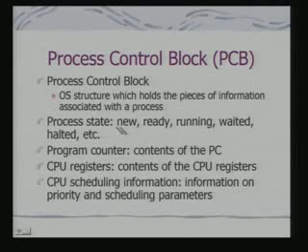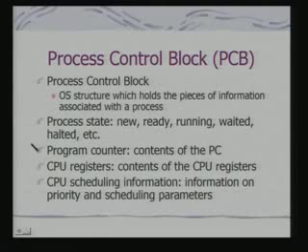In fact, all this information about the processes is stored in what is called a process control block. Each process has its own process control block. This is the OS level data structure which holds the pieces of information associated with a process. And the process has different states: new, ready, running, waited, halted, etc. What these states are depends, again, on the definitions each OS adopts.